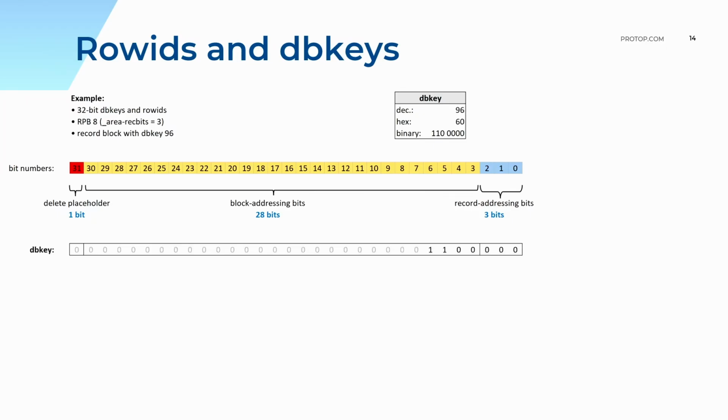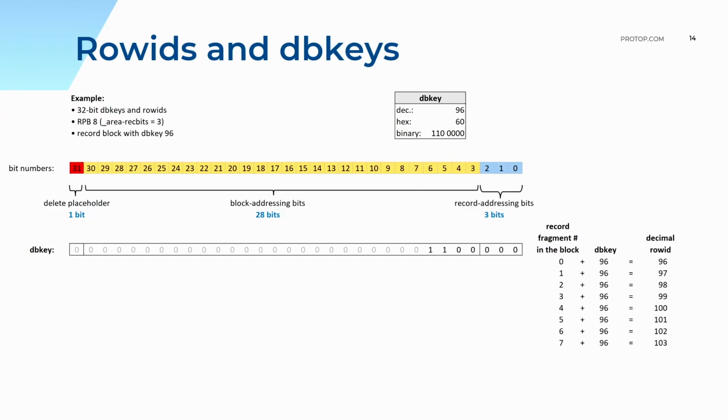If we take that db key and write it in binary, it's going to look like this. And I've put a dividing line between the record addressing portion and the block addressing portion. Because RPB is 8, we can have up to 8 fragments in the block, and they're going to have these numbers 0 through 7. That is 0 up to RPB minus 1. And the row IDs are simply the sum of the fragment number plus the db key. So these are the row IDs that could be assigned to record fragments in this block.